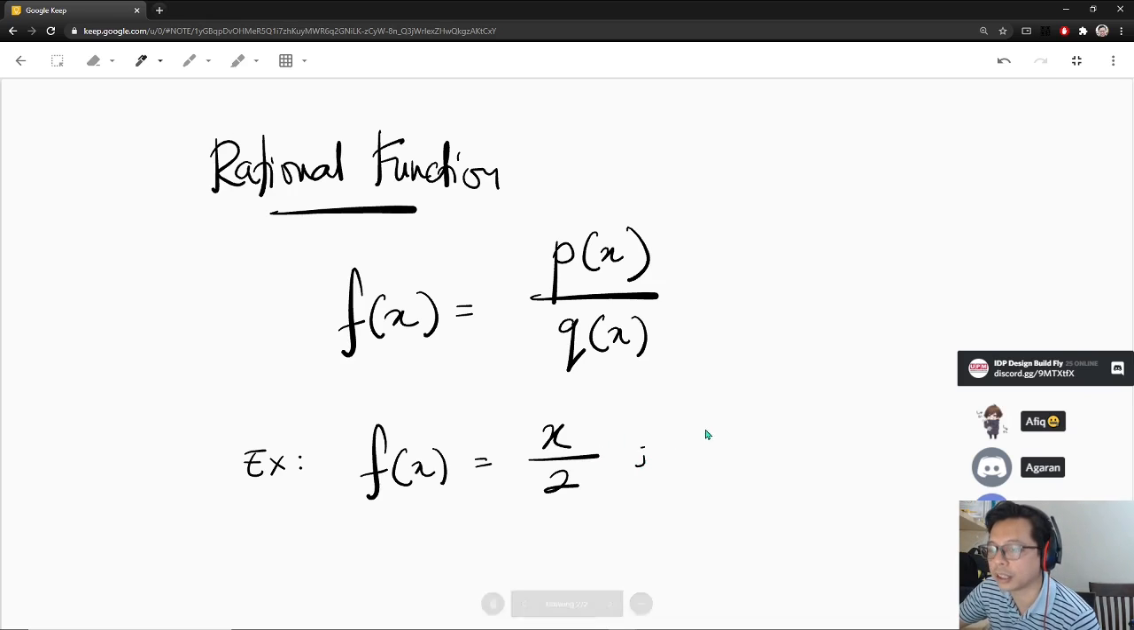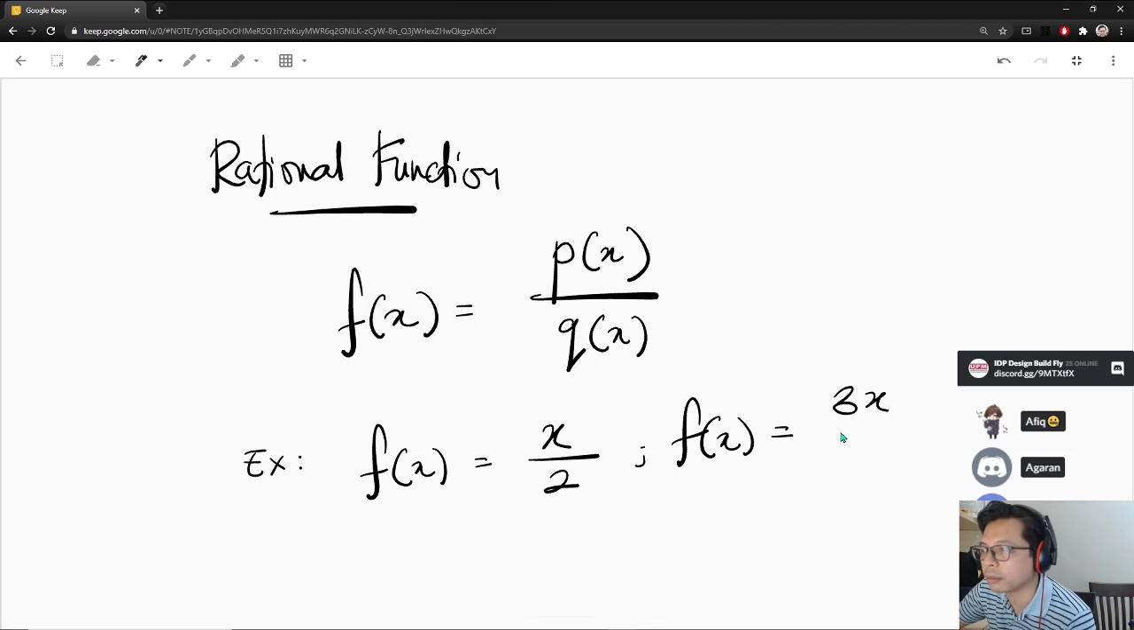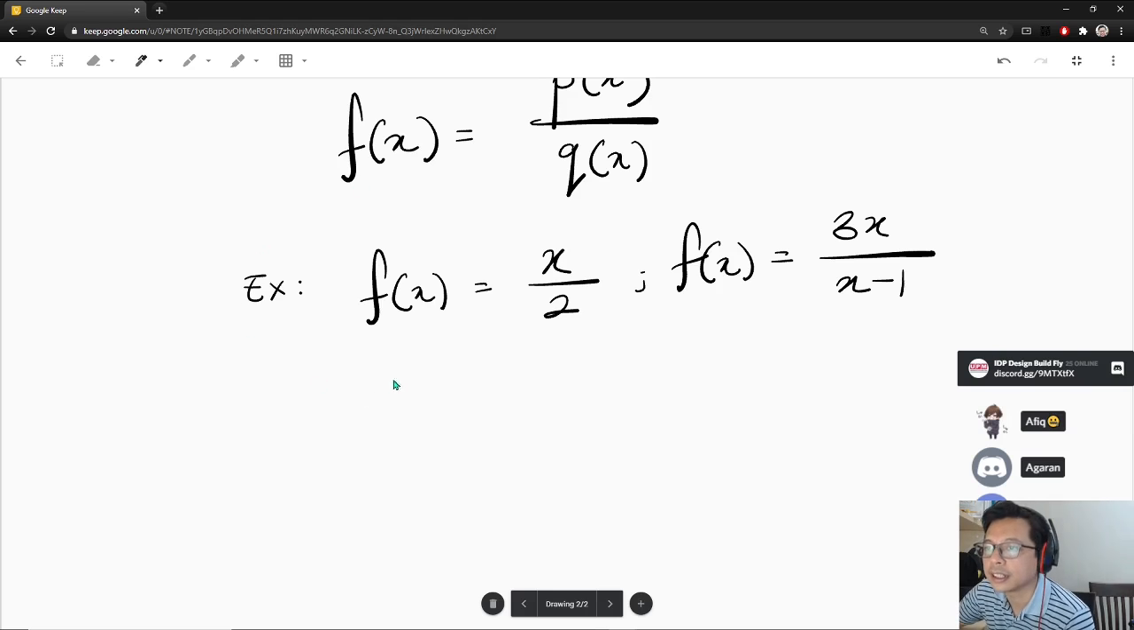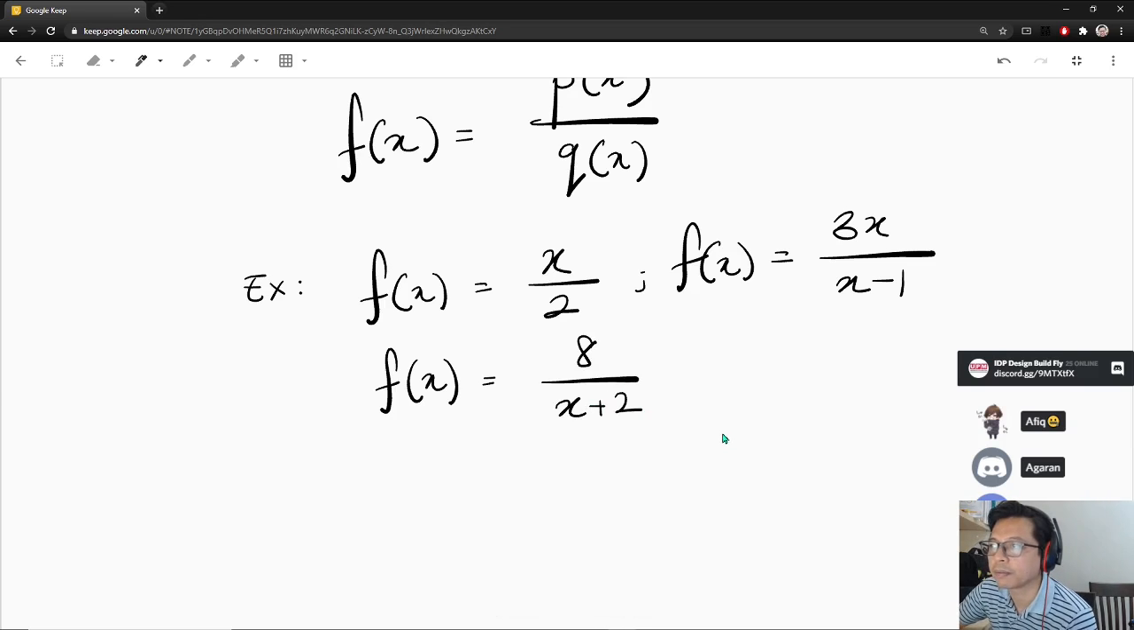Or a harder one, for example, if you have f(x) equals 3x up here divided by x minus 1. So that's a rational function. Another example, just to give you something, this is also a rational function. Anything that has these two.